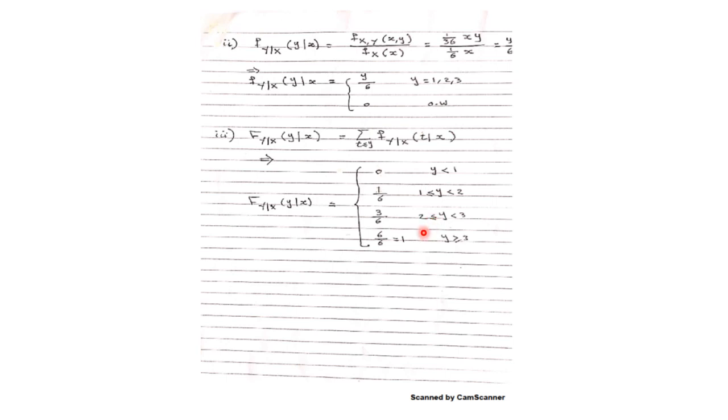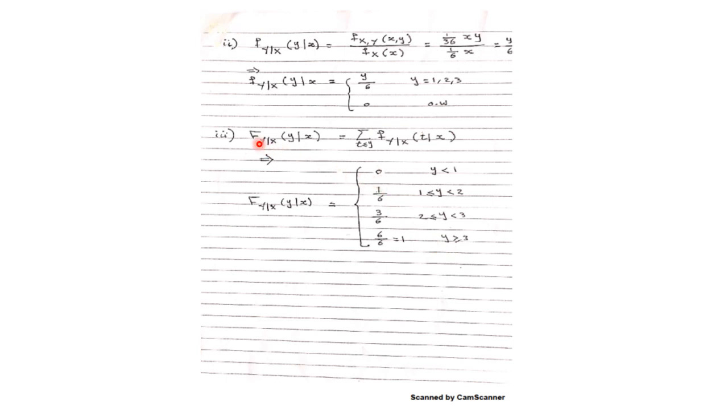Even without this summation, you can get these values. If y is less than 1, does y take any value less than 1? No. So the corresponding probability will be what? 0. This is what we call otherwise. So that means it is 0. Now, y greater than or equal to 1 and less than 2. In fact, that means y equals 1, right? Because this is discrete. If y equals 1, what's the corresponding probability? 1 over 6, right?